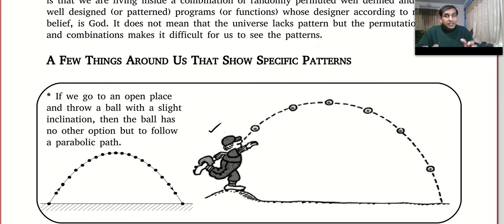And this is a very simple pattern, and people observed it, people calculated it, and that is why literally we are in space. We are able to send rockets and do many other things because people learned about the behavior of a projectile.